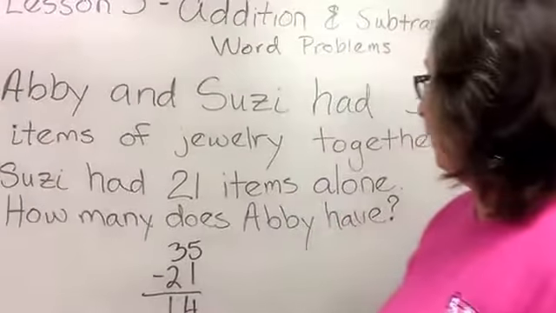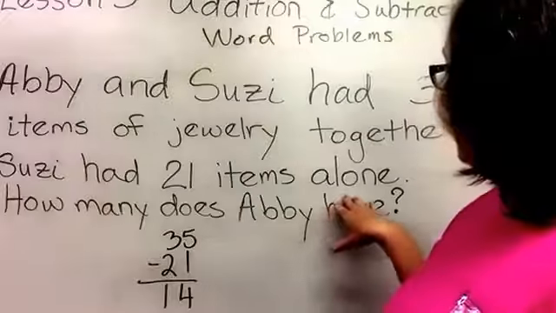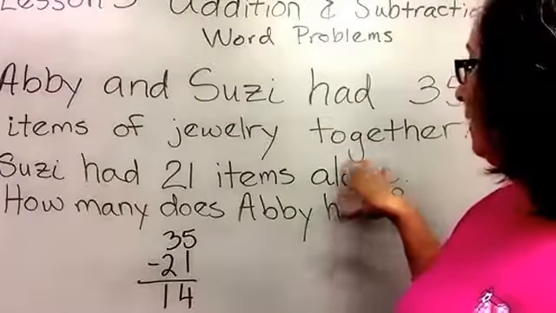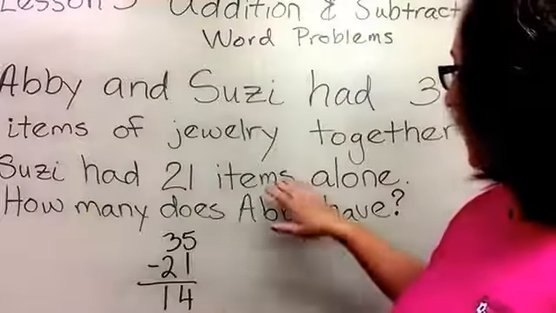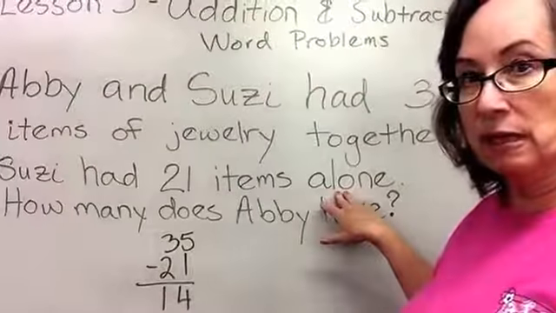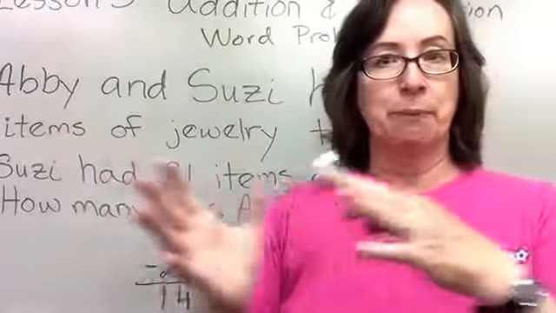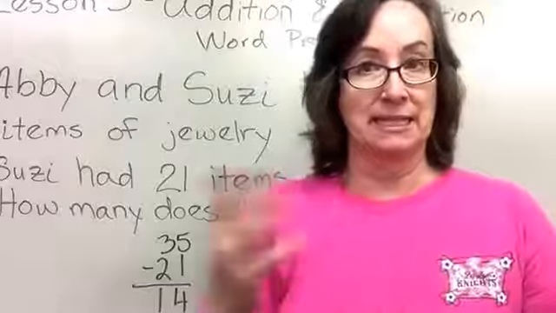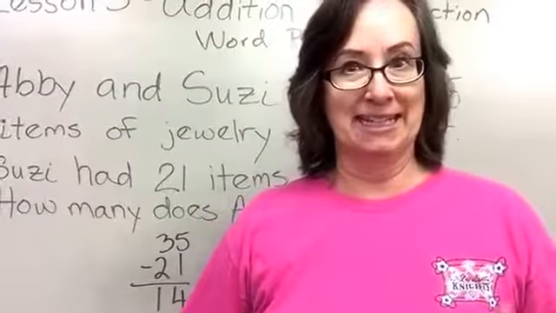Okay, so when we're looking at this one, even though you have some words like this together, the stash was together, and then Susie's was alone. We're separating Susie's out, and when we're separating something out, that's a subtraction. When we're putting things together, that's an addition.